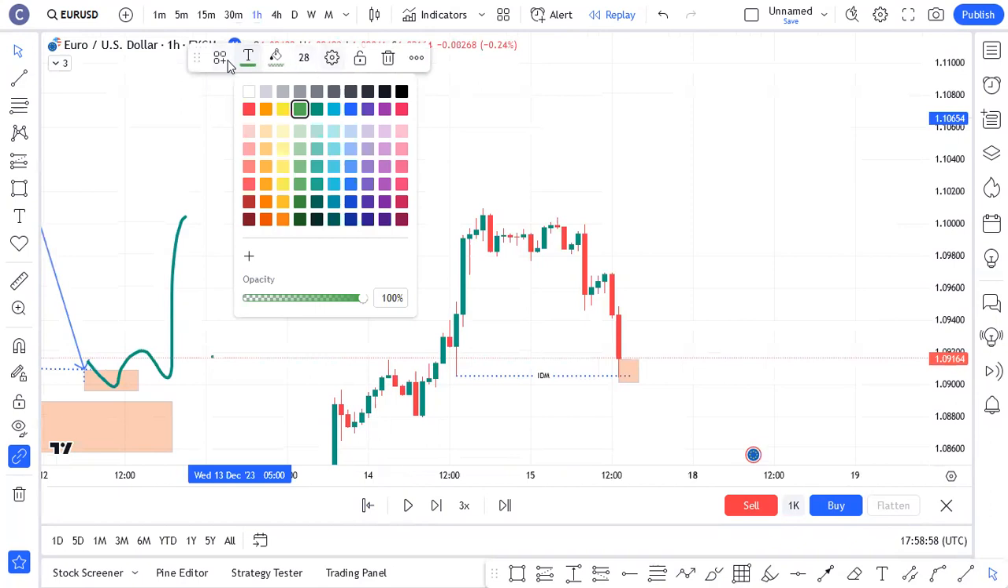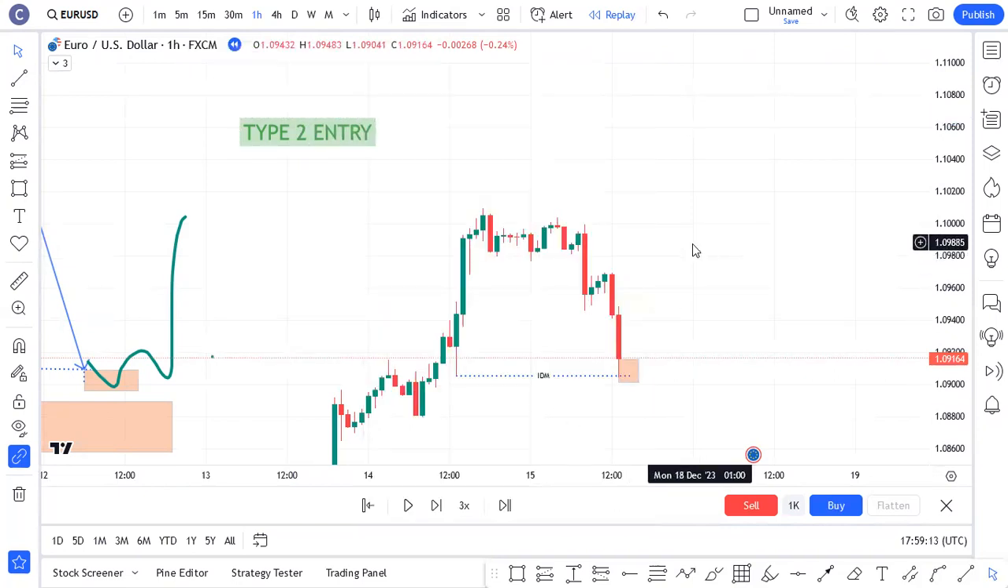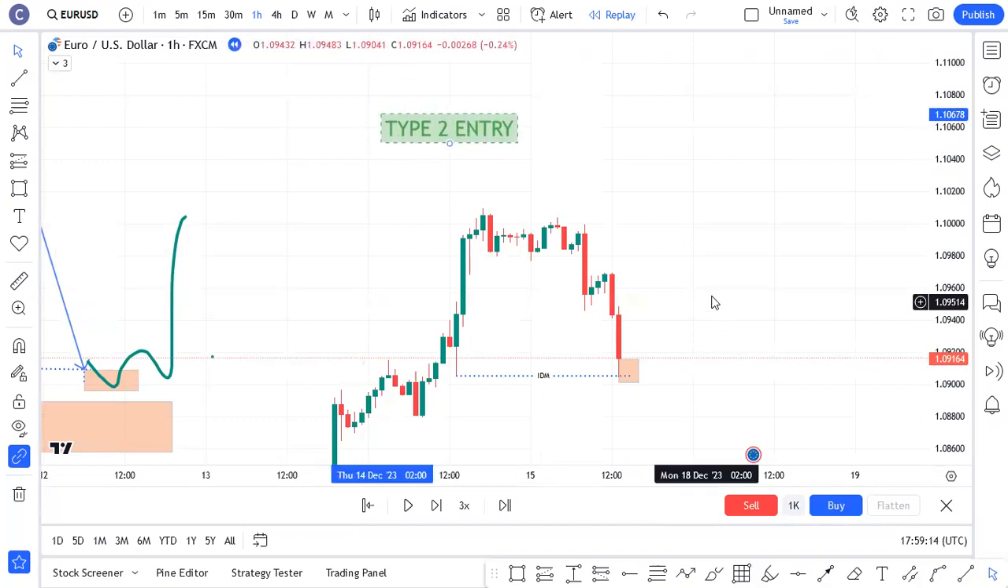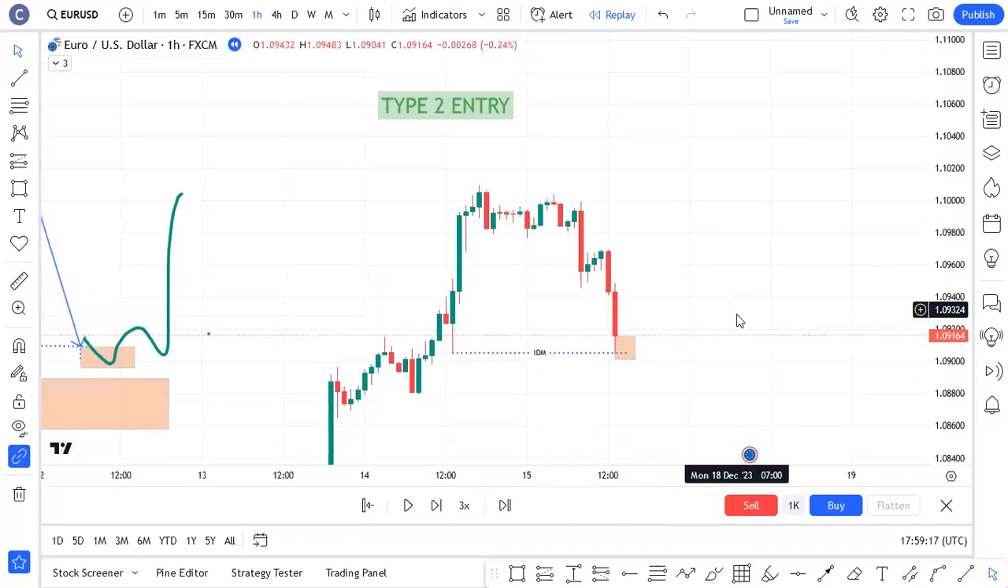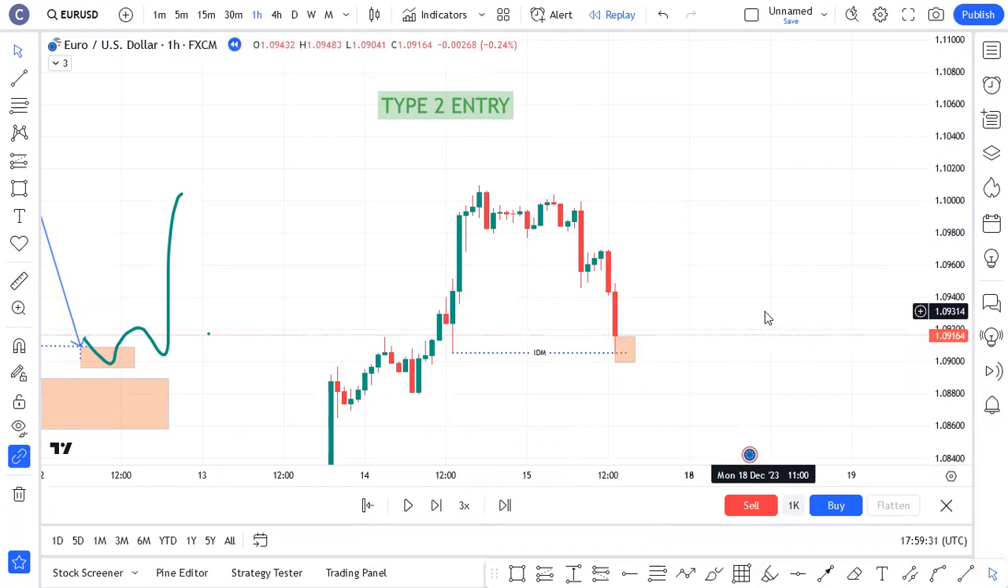So this type 2, not type 3. This type 2 entry. So on this one, we go to the lower time frame and look for type 2. Type 2 is when the market closes with the candle, okay? It closes like this with the candle, but does not touch your supply zone or any zone. So the market will just close with the candle.